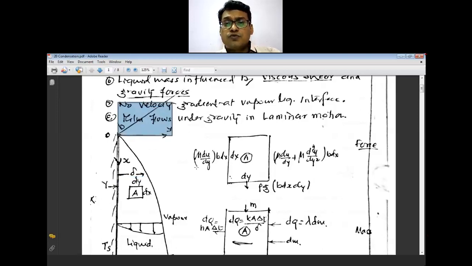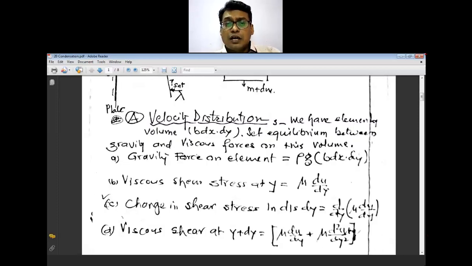Then the viscous forces are due to the shear stresses, mu du upon dy. Then the change in the shear stresses in dy, that is the differential of this shear stress, so the viscous shear stress at y plus dy will be the summation of these two, and this is being opposed by the gravitational force.